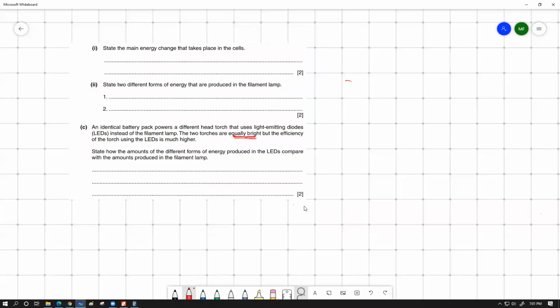filament lamp. Let me explain this whole thing in my way, and then we can precisely answer this question. What you have to understand is that both of the torches are equally bright, which means filament lamp and also LED lamp. LED lamp can be shown like this. This is the symbol, circle symbol for LEDs. They both are equally bright, which means they produce equal amount of light energy.